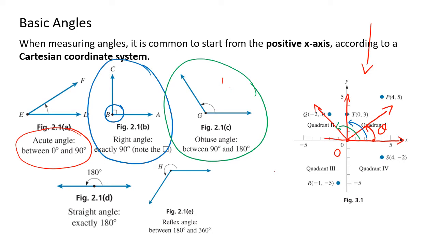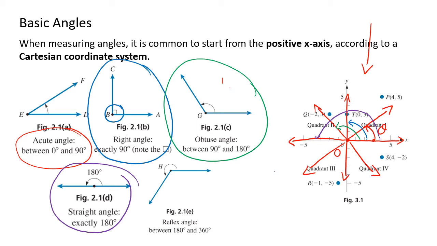If your angle extends all the way to the x-axis in the negative direction, shown in purple, that is known as a straight angle. It's exactly 180 degrees. Lastly, if your angle ends up anywhere in either quadrants 3 or 4, in other words, greater than 180 degrees, that's what's known as a reflex angle. Okay, so just important concepts to know as we start navigating through different rules.